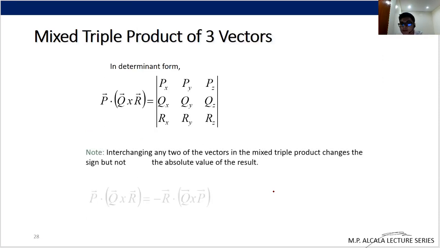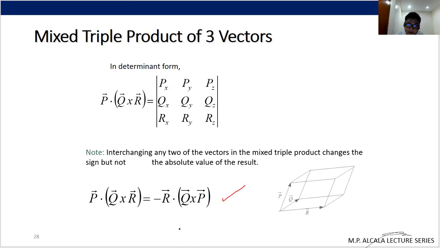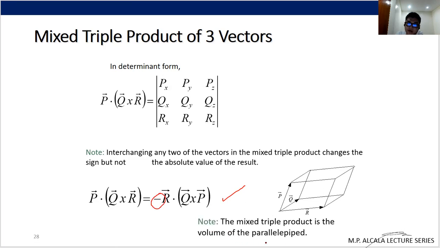Or in determinant form, interchanging any two of the vectors in the mixed triple product changes the sign but not the absolute value of the result. So, some applications and properties. Take note, class. The mixed triple product is also the volume of the parallelepiped.